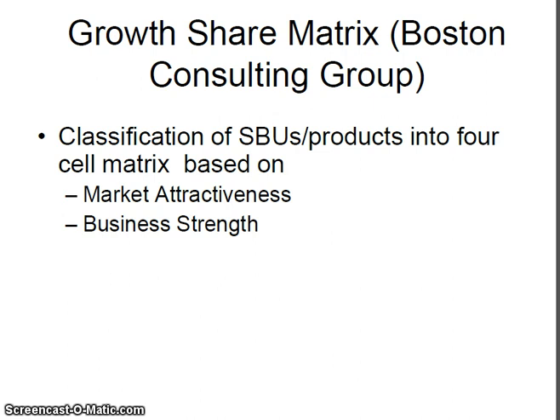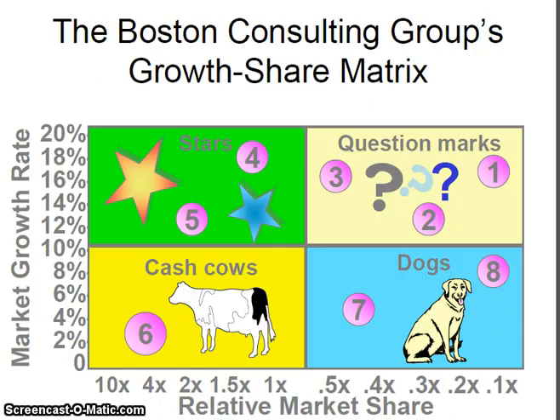This BCG matrix is developed with the help of two important factors, that is market attractiveness and business strength. Business strength is measured in terms of market share. Attractiveness means what is the potential in the particular business, the future for the business, that is one factor. And existing market share shows the strength of the organization in the business. So two factors are considered for developing this BCG matrix.